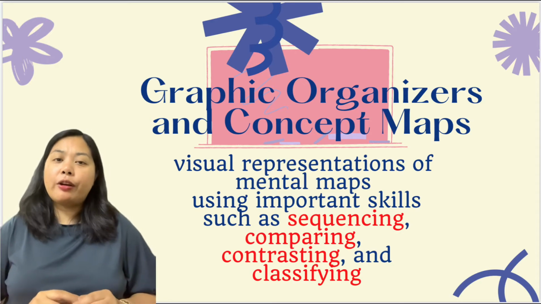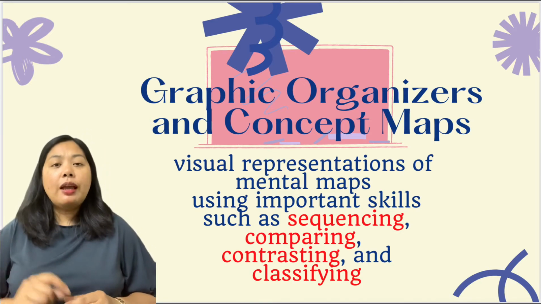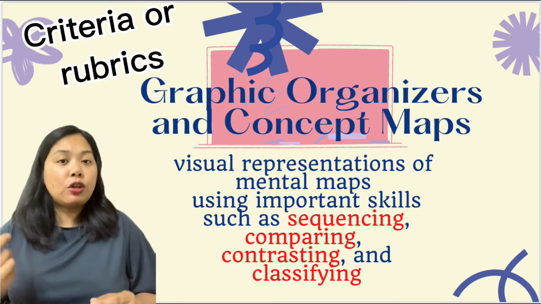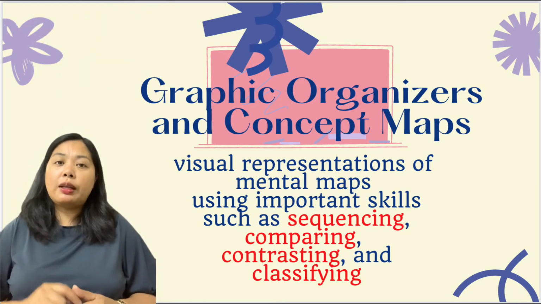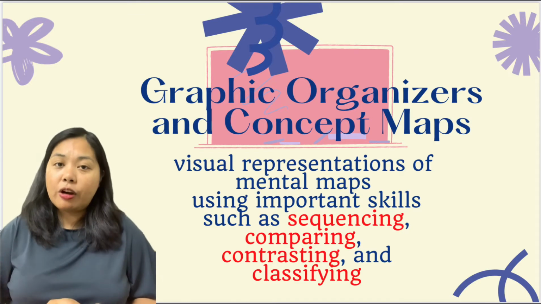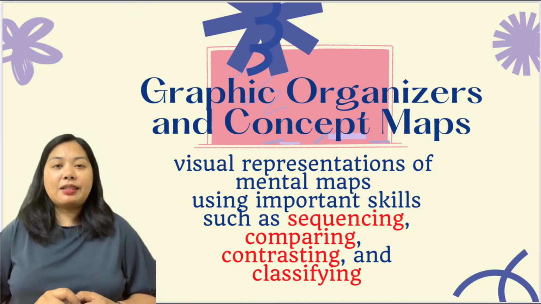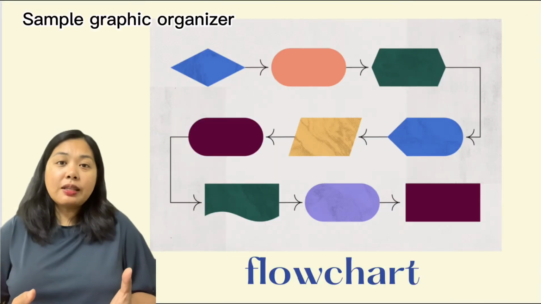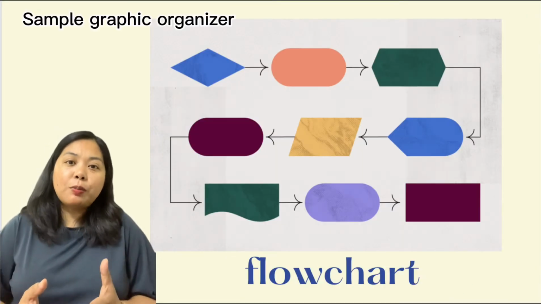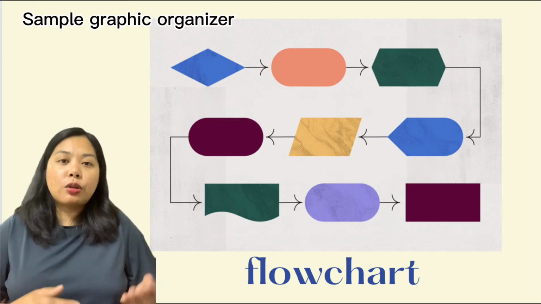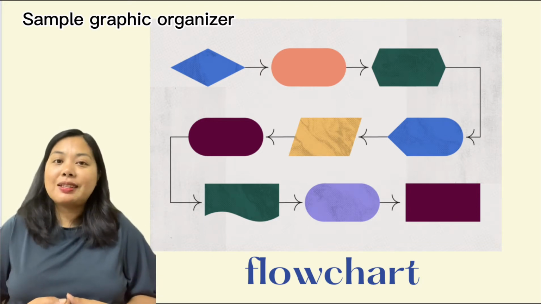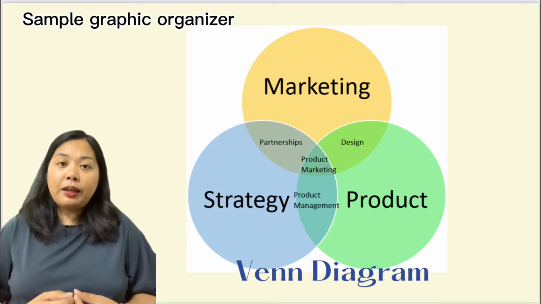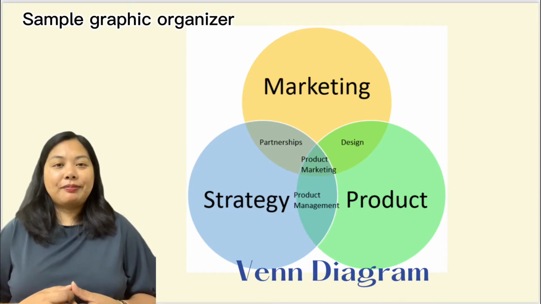To use the graphic organizers as an assessment tool, there must be a criteria describing what content and relationships should be visually shown in student work. These criteria or rubrics make assessments more objective. Now, what you see is a flowchart. You can see arrows pointing from one figure to another to show a flow or a process. And this one, where circles are overlapping, is a Venn diagram.